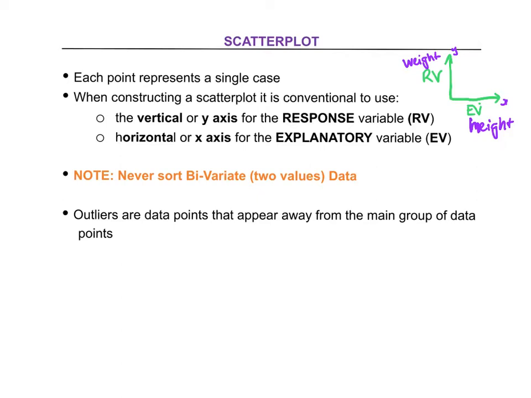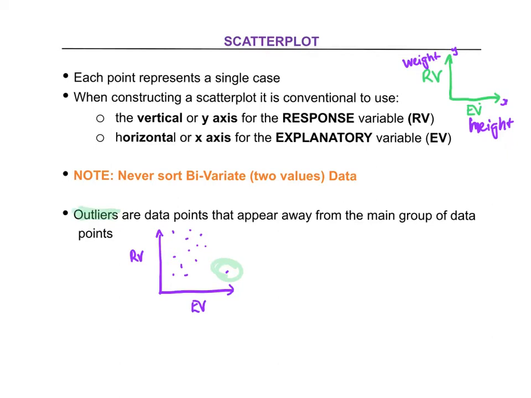And outliers are data points that appear away from the main group. So we're going to get scatterplots. We'll put our response variable here, and there'll be a little dot for all of them. If we have one out here like that, we might call that an outlier, because it's a bit further away. You just need to comment, you'll say, oh, there's a possible outlier there.